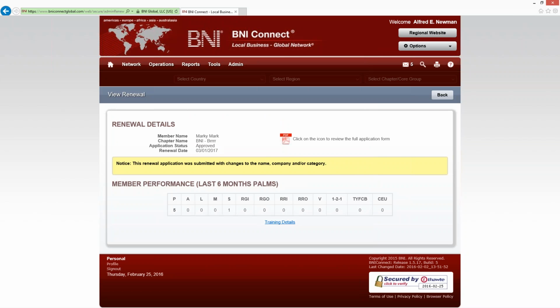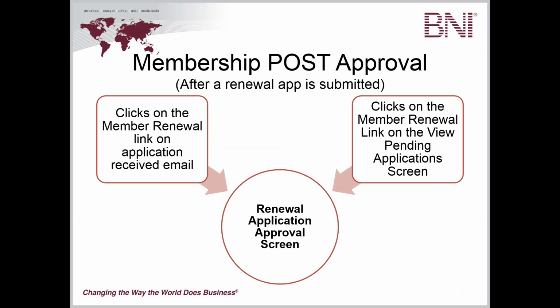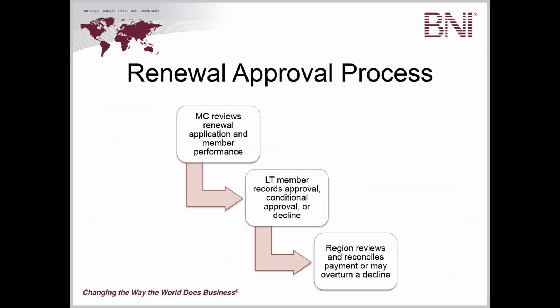All right, so that is the process for the leadership team. So just to review, the membership committee reviews the renewal applications and member performance. Again, this needs to happen as a membership committee meeting, and it happens offline. Then the leadership team member, usually the vice president, will go in and render the decision. Again, it is not a voting platform. It is just to record the decision of the membership committee. And then finally, the region will do their part of the review and reconcile the transaction as needed.